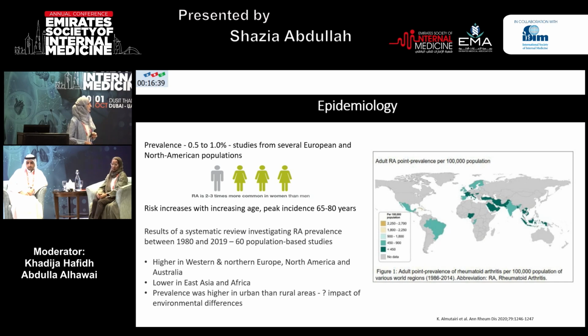But there's a lack of data. All of this gray area is where there's no data. So there's a lack of data in many parts, and we don't really know the true prevalence of this disease. This study also showed that the prevalence was much higher in urban areas compared to rural areas, which indicates that there may be an environmental trigger for this disease.